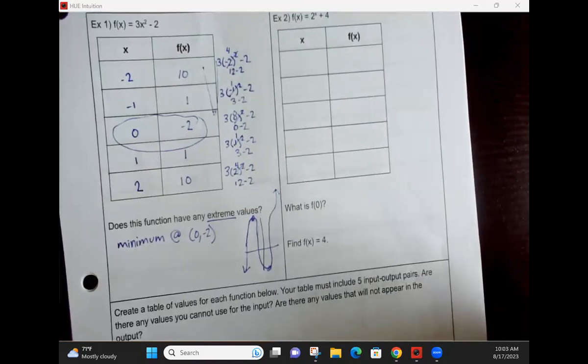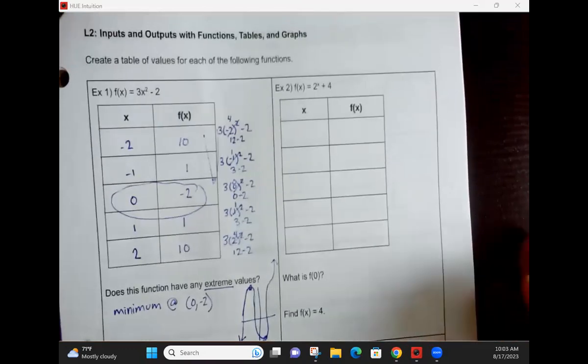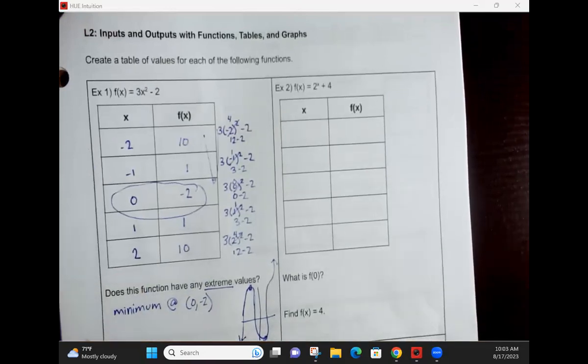Example 2, we're going to do the same thing. We're going to create a little table of values here for our function. So this time our function is 2 to the x plus 4. We had a quadratic for example 1. Now we've got an exponential function for example 2.